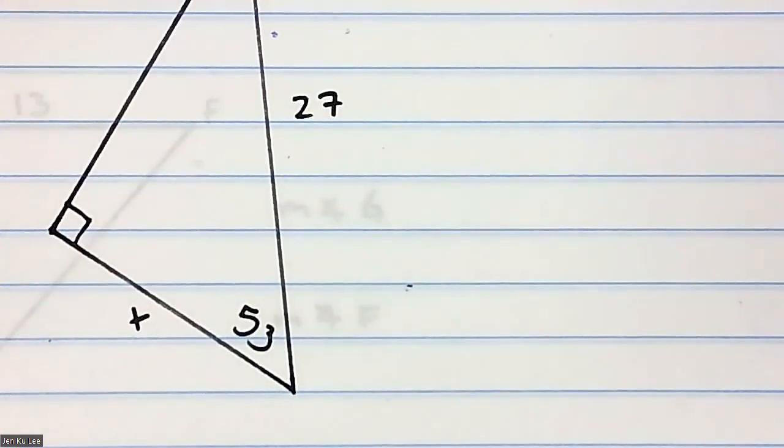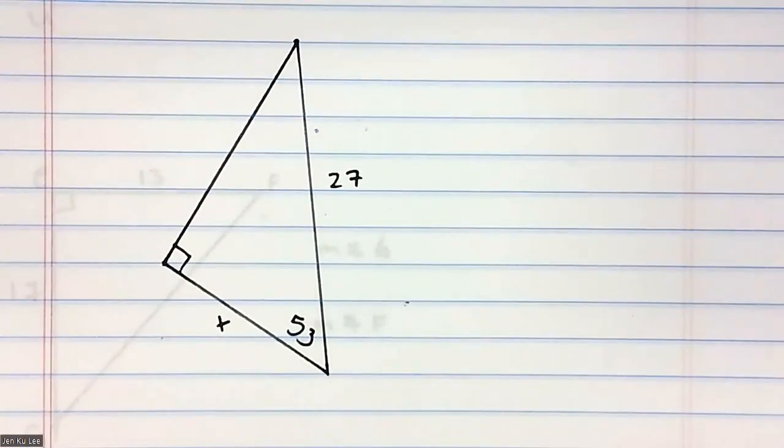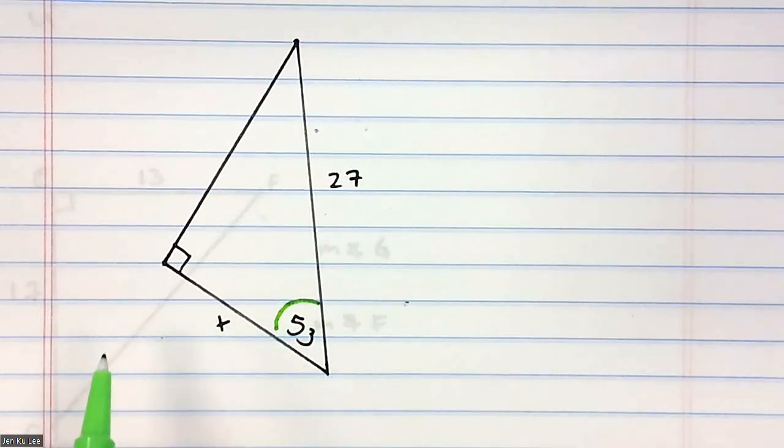We have this. I am going to give you guys another example. We're going to do this one, and then after. So that is the angle that we're given, right? 53 degrees. Wait for one second.